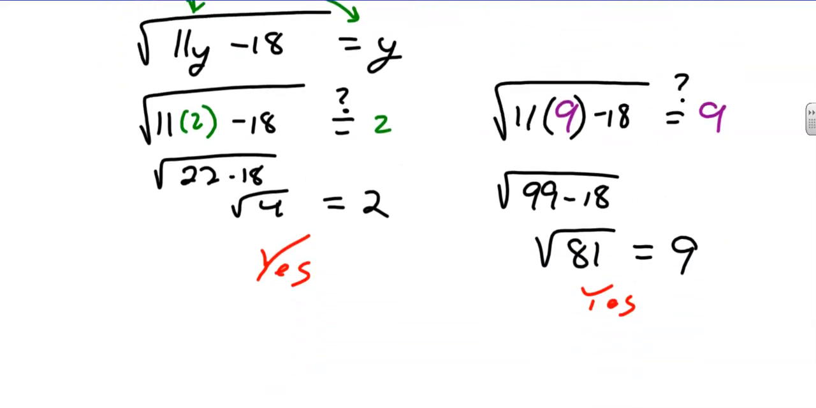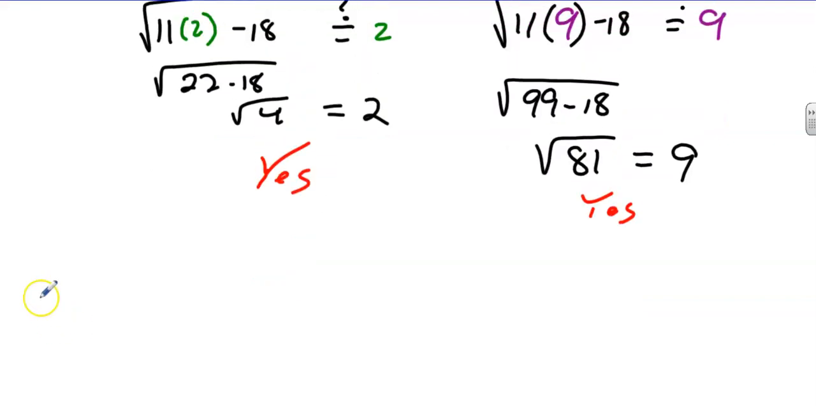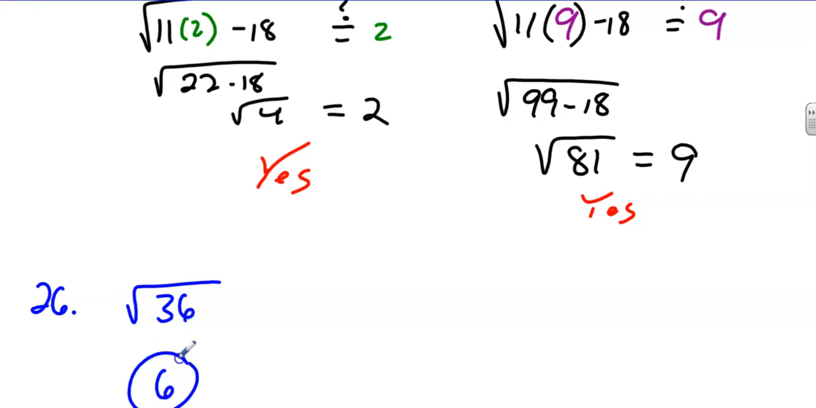Okay, and you get rewarded for 26. So work on 25, because 26 is one of the easiest questions on here. What's the square root of 36? There you go, just that easy.